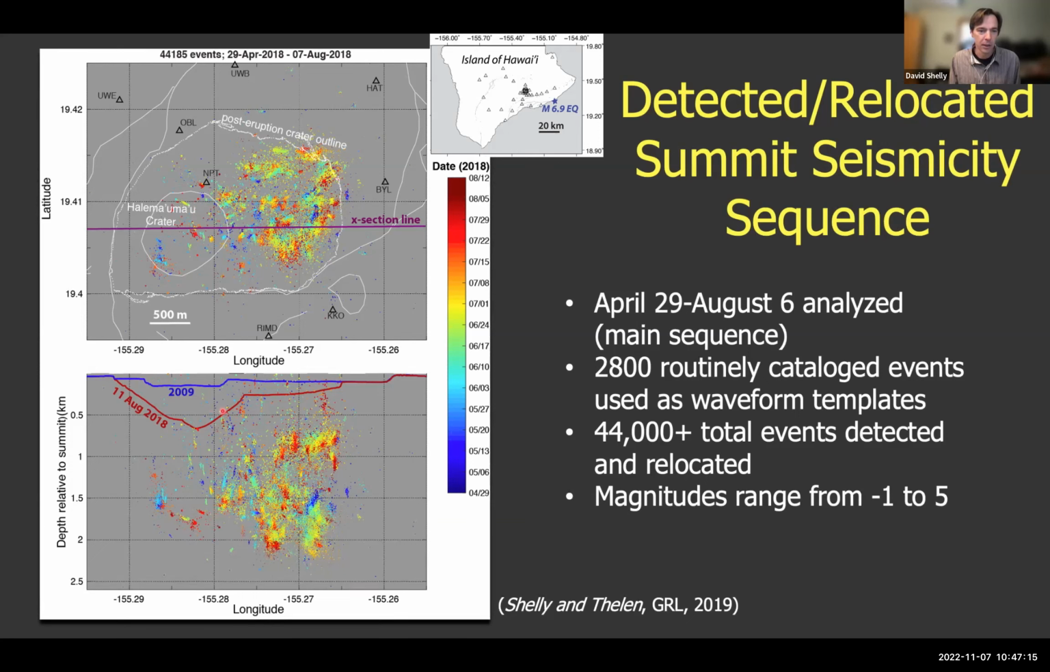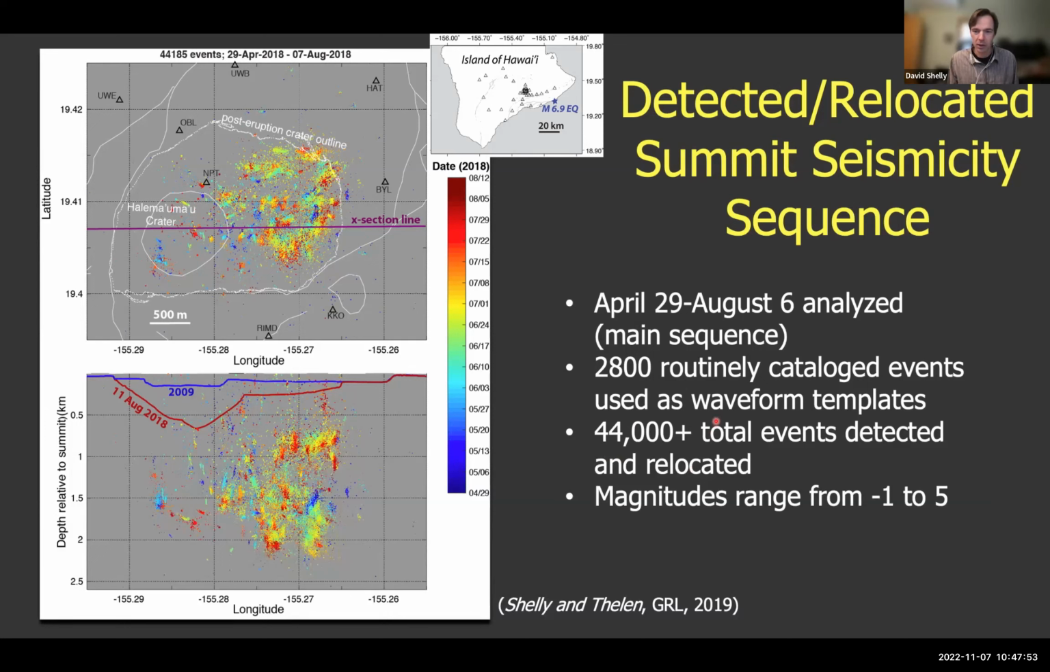So just in the several month sequence in mid 2018, there was up to 500 meters of subsidence within the summit caldera. So 500 meter subsidence over 3 months, just to put that in perspective, that's about 50,000 times the San Andreas Fault slip rate. So in that context, maybe it's not surprising that there was a lot of seismicity. And in fact, this 44,000 events is what we thought we could precisely relocate.